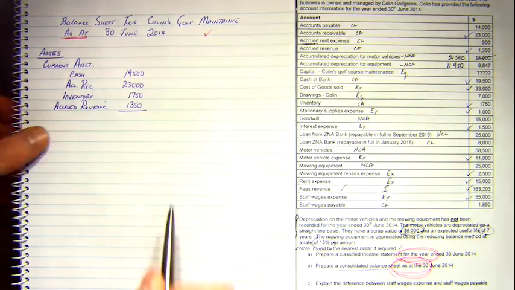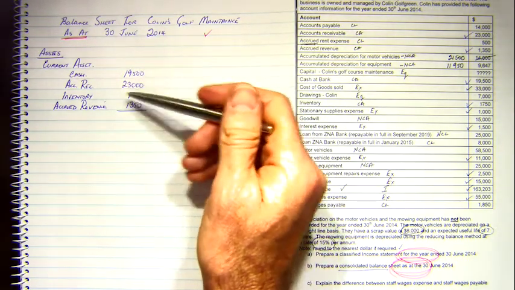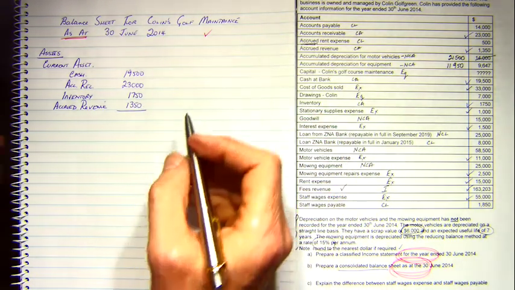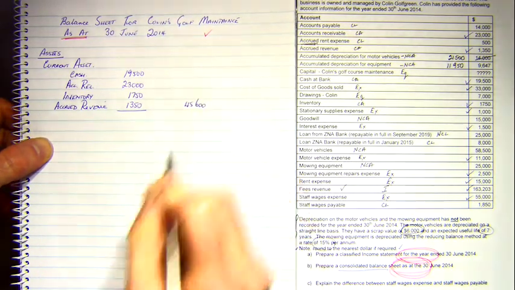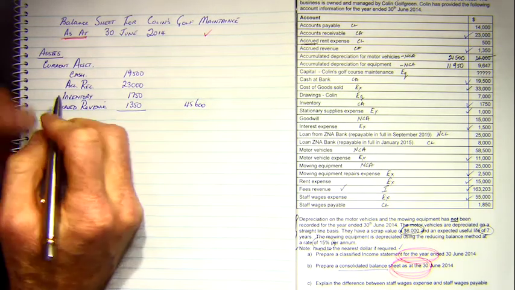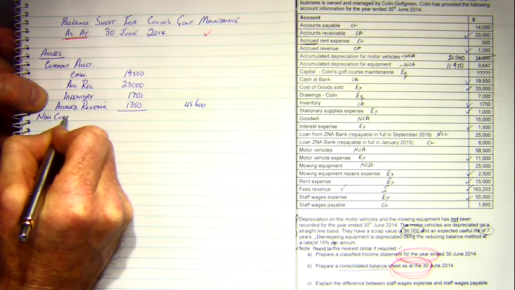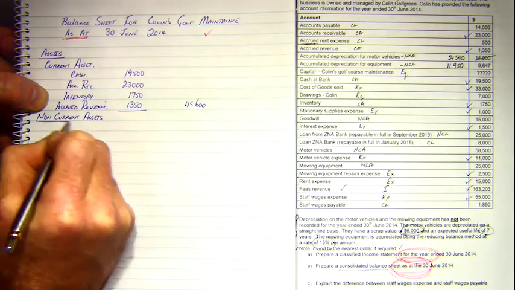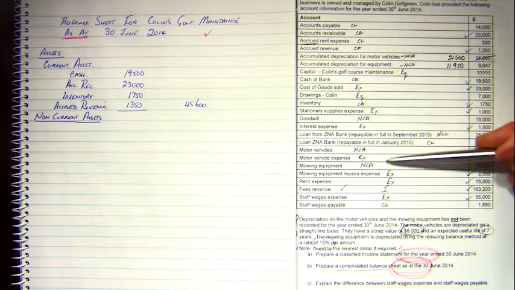1,350. So that'll give me how much in current assets? 45,600. Next will be my non-current assets. Non-current assets, what have I got? Let's have a look, what else have we got?